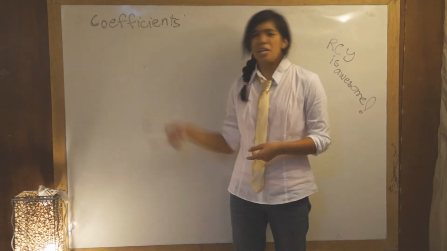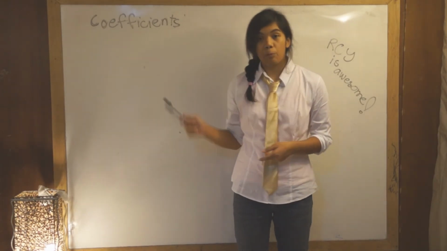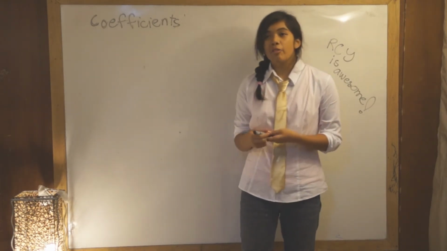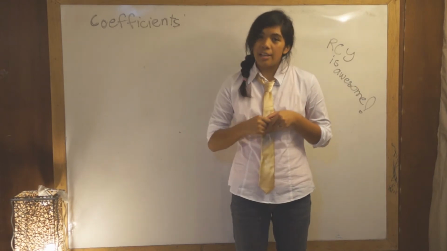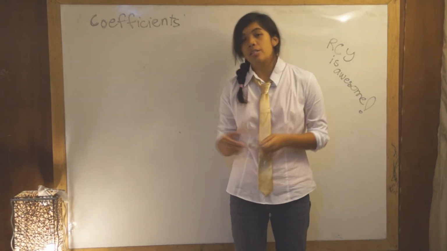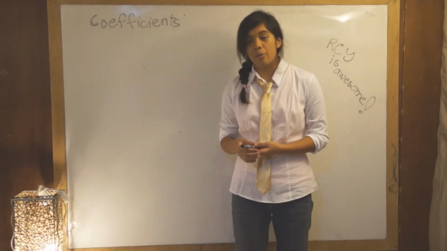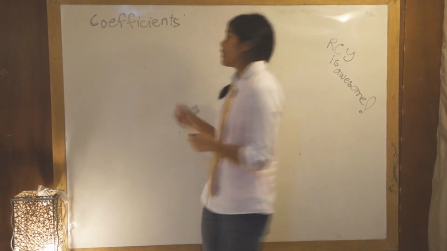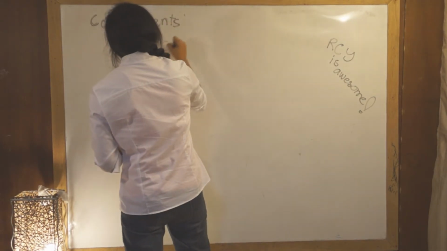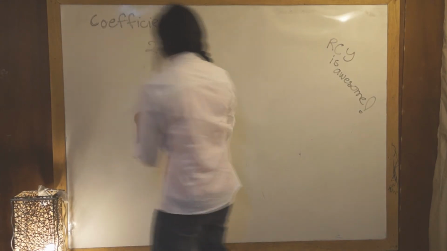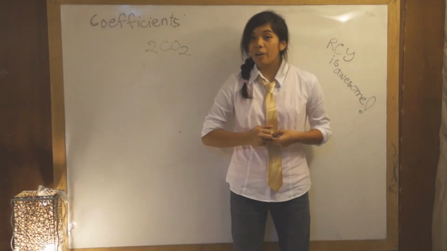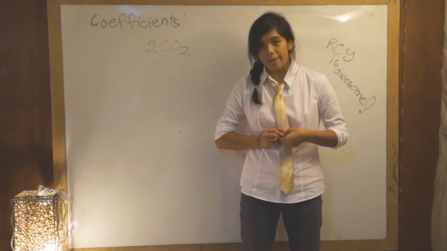Coefficients. These show the amount of a compound present at a certain time. For example, if you want to say that there are 2 CO2 or carbon dioxide molecules present, you have to write it like this. It expresses the number of carbon dioxide molecules there are.